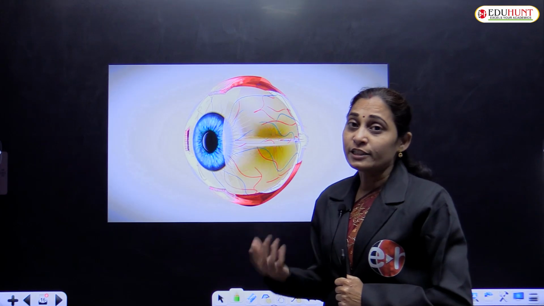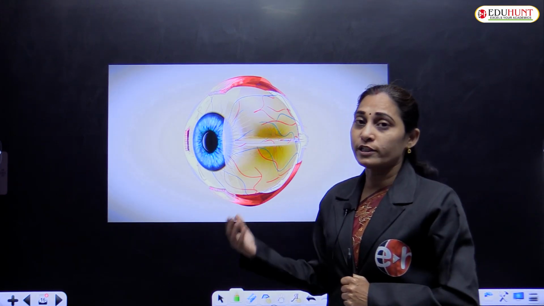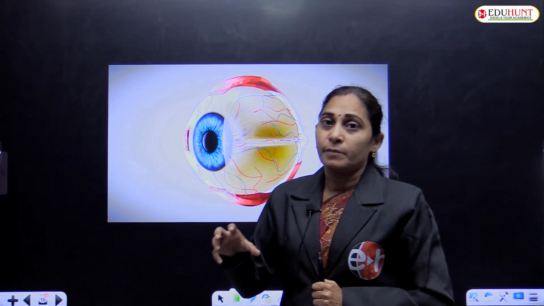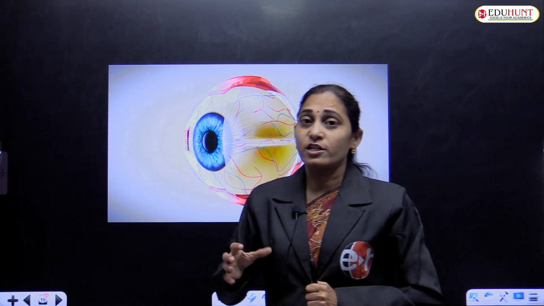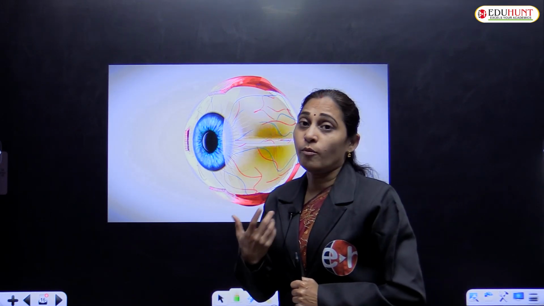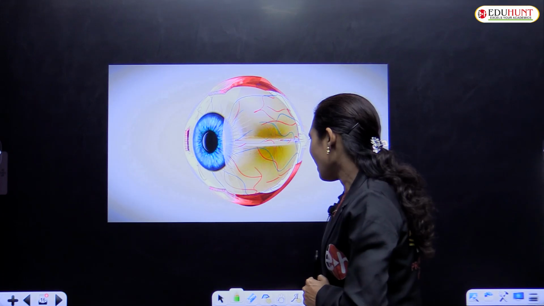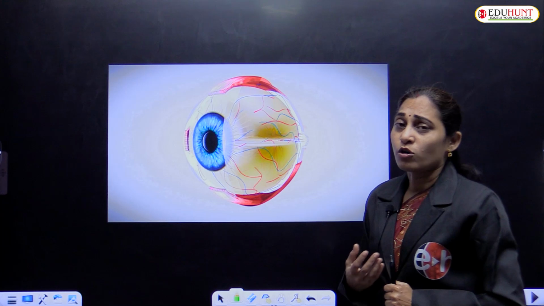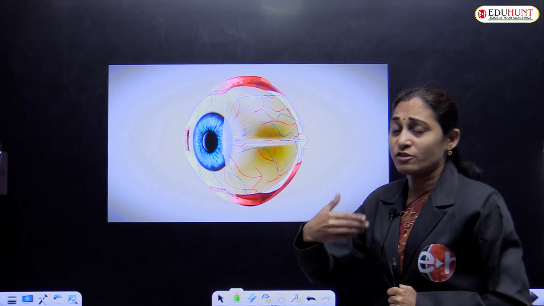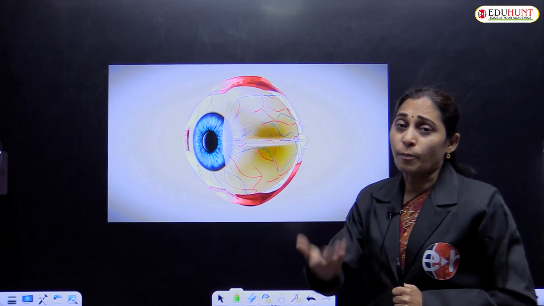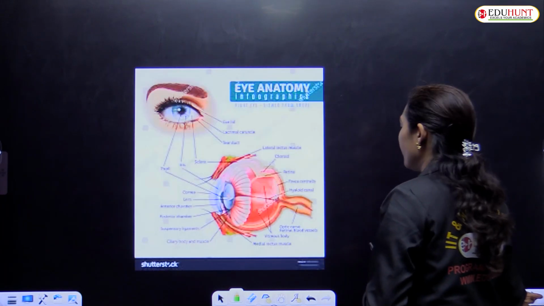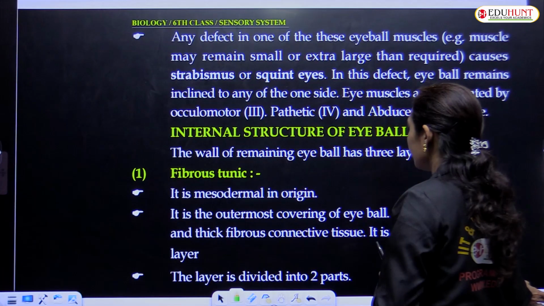Let us check the internal structure of the eye. Before going into the details of the internal structure, we should recall that the movement of the eyeball is aided by muscular contractions, various muscles like oculomotor muscles. We have seen the lateral and medial muscles, superior and inferior muscles, like that six muscles help in movement of the eyeball.